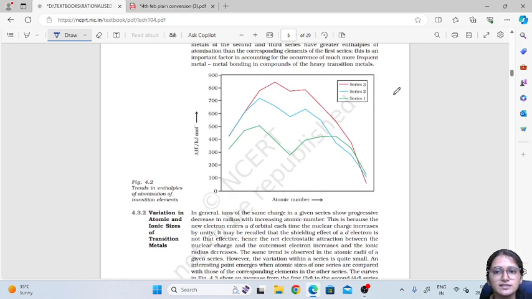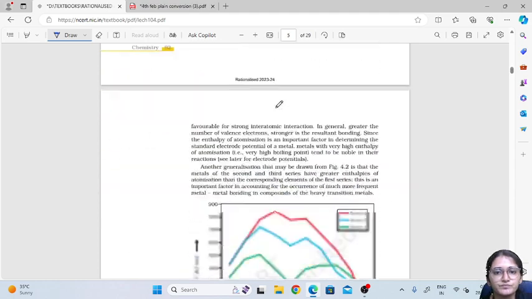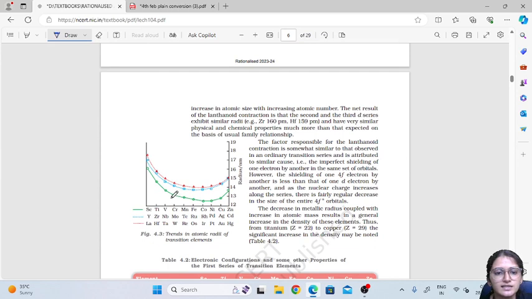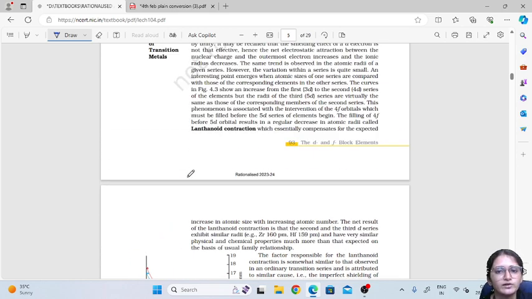Now this is series 1, series 2, series 3. Series 1 follows this trend. This is the trend in atomic radii of transition elements, in which green is shown by the first series, and blue and red are shown by the second and third series. The first series shows normal values, but the second and third series are almost equal. The reason behind this is the lanthanoid contraction.